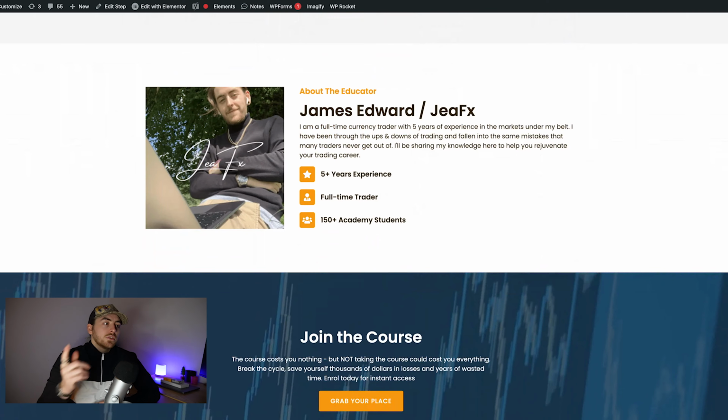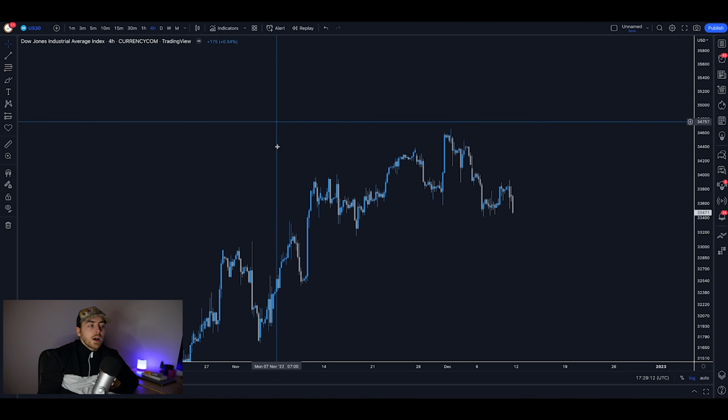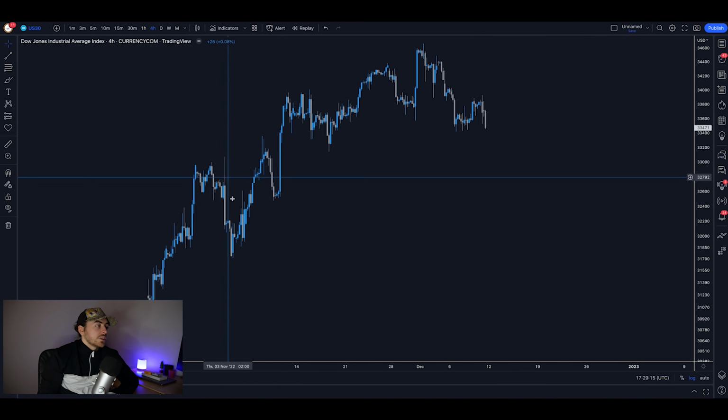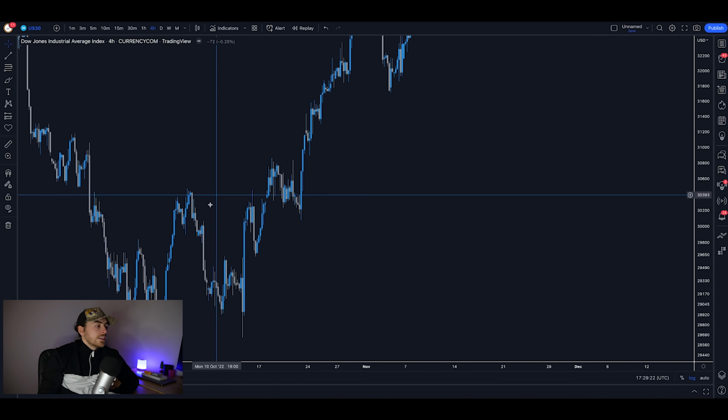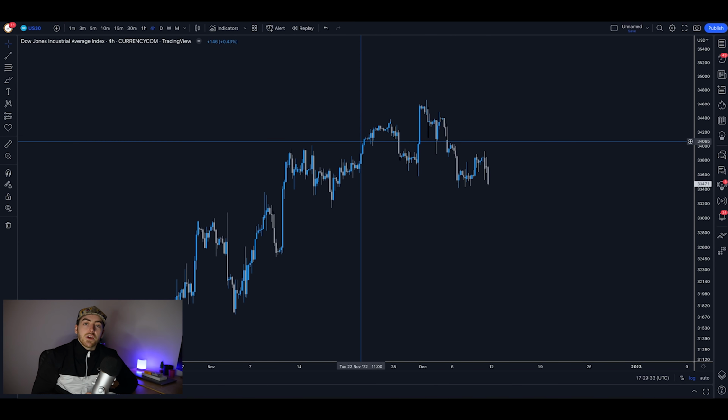Now let's jump over to the charts. So what you can see here is the US30 stock index, and this is the 4-hour time frame. As you can see, the US30 has been in a decent uptrend since the DXY started falling off in October this year. So lesson number 1 of this video, the dollar index and the US30 have a cross correlation.